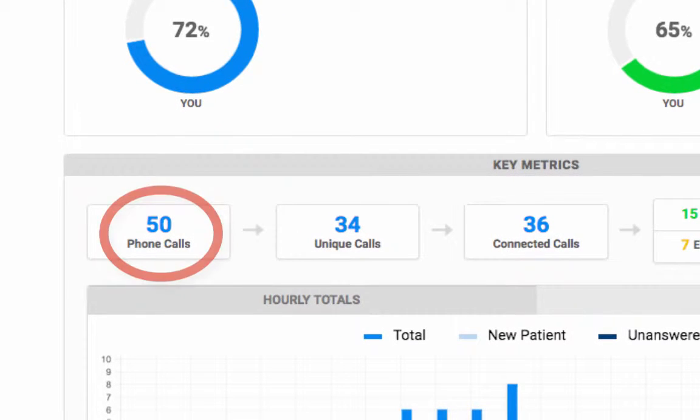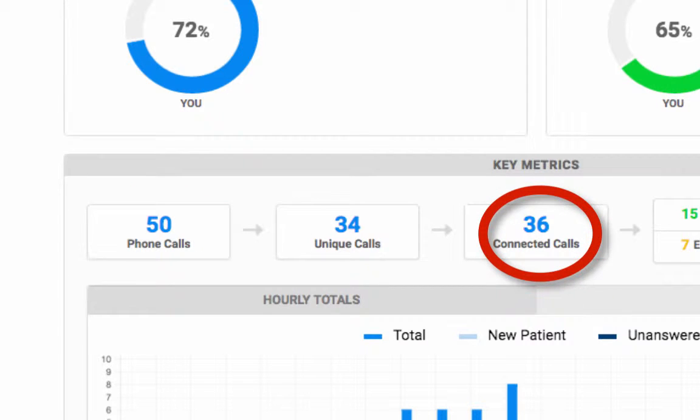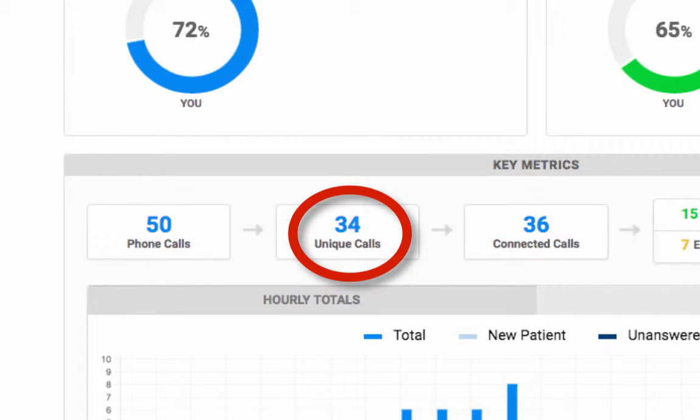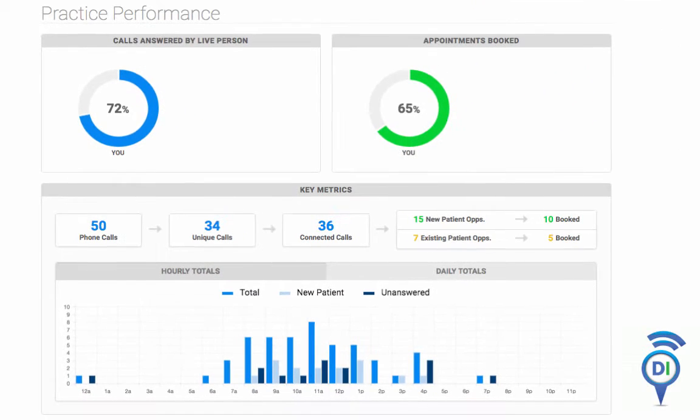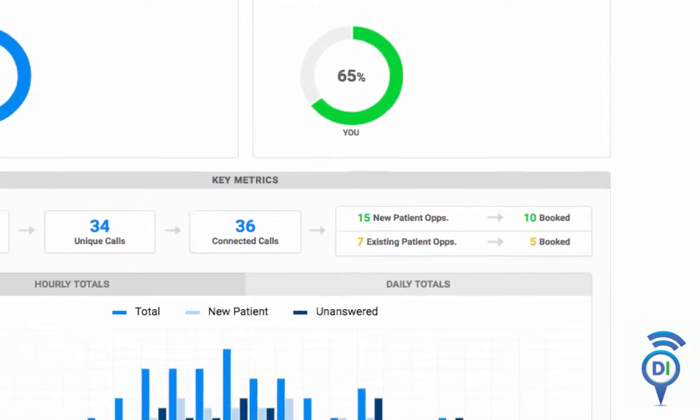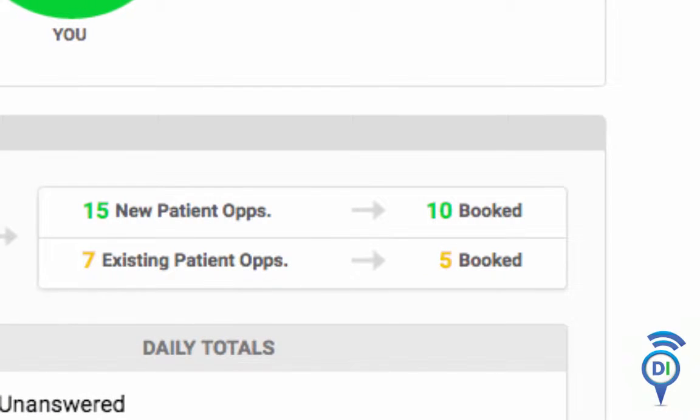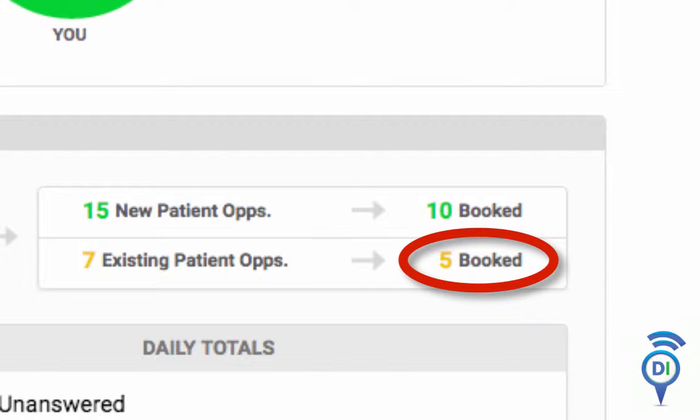So there's 50 total calls. And of those 50 total calls, 36 were actually connected. But the thing to really look at here is the 34 unique calls. That's the actual opportunities that came in and connected with the staff. And then also on this report, the most important is how did they convert those appointments. So obviously it's going to give you new patients, 10 of those of the 15 were booked, and then of course it will also give you existing patients opportunities, and 5 of those 7 were booked.